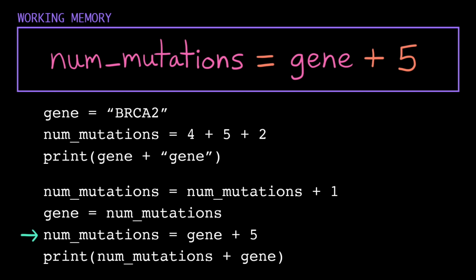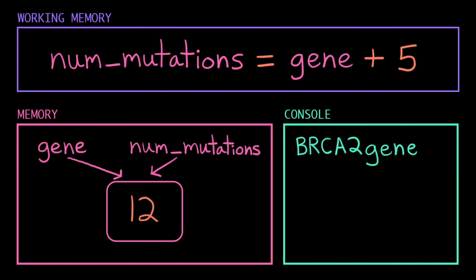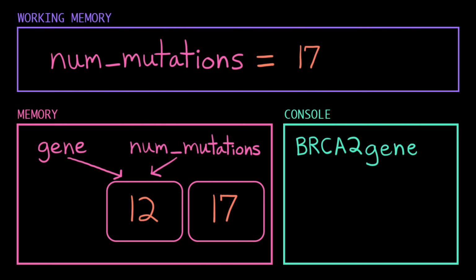On the right-hand side of the assignment operator, we have an expression, so we need to simplify that first. We're accessing the variable Gene because it's on the right-hand side, so we go off to short-term memory, grab that value, substitute it in, and then we just add these integers together. We find the label nummutations in short-term memory, so we allocate a new chunk of memory, store the value 17 there, and then move nummutations to point to that new location.